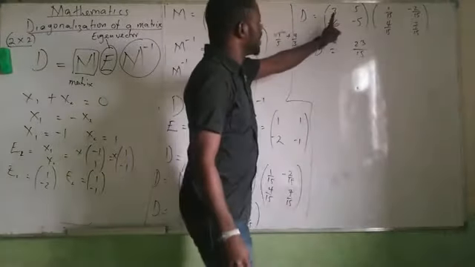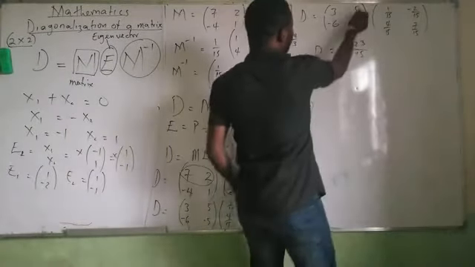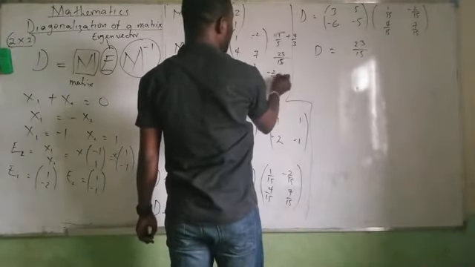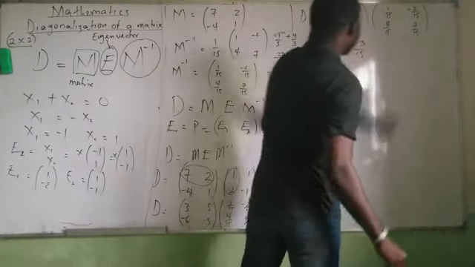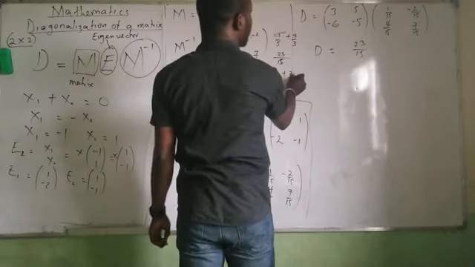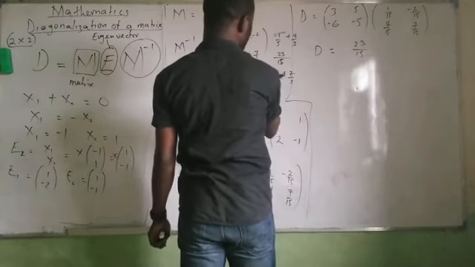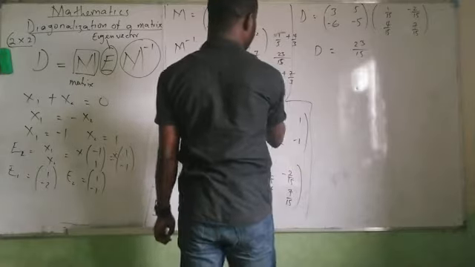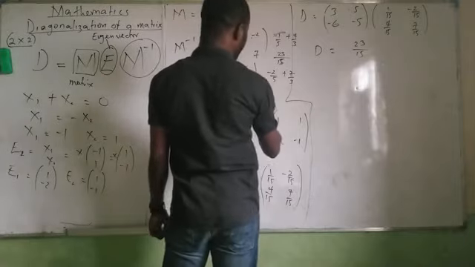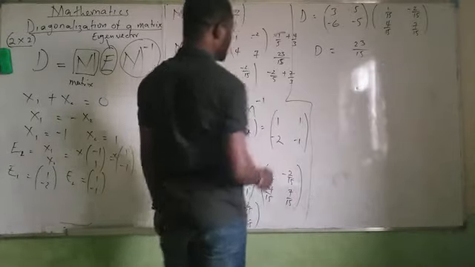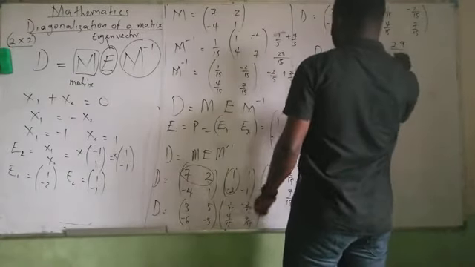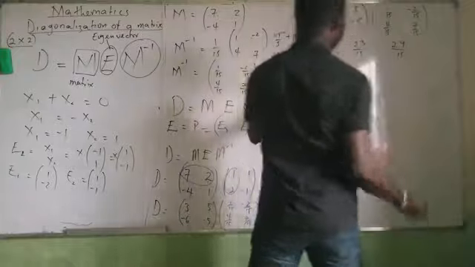The next thing is this times this, that is minus 2 all over 5, and this times this, it will be plus 7 all over 3, which is, I'll be having 4, that'll be 6 minus 6 plus 35, that'll be 29. I'll be having 29 all over 15.